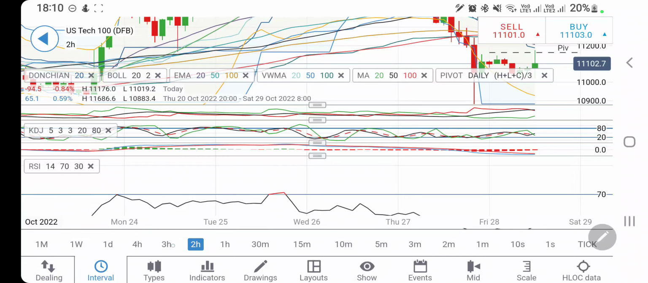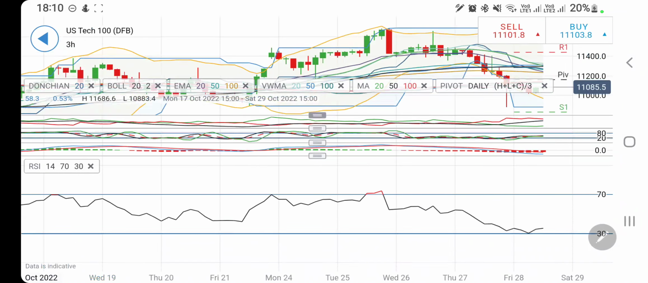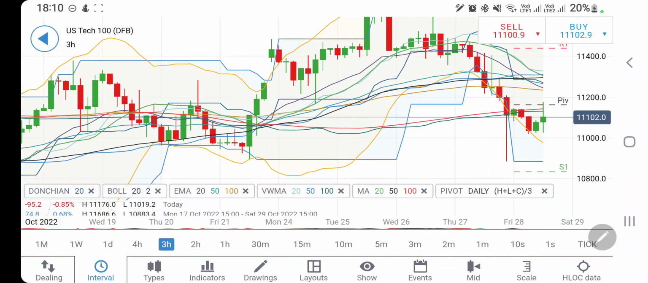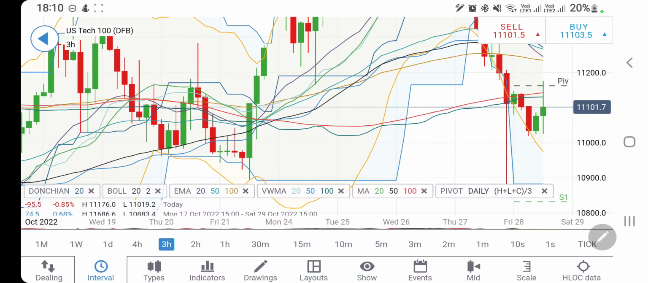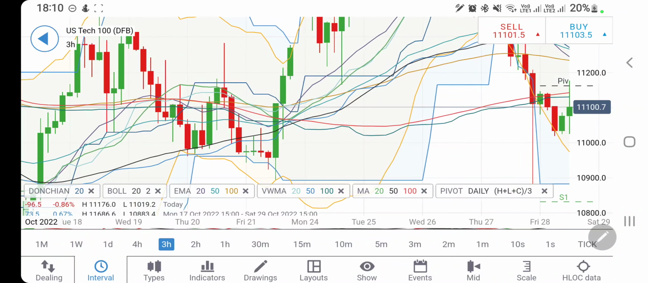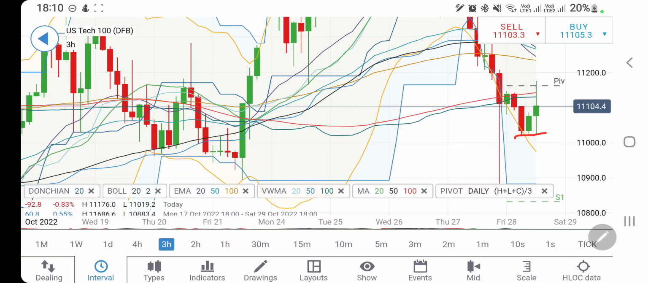RSI looking upwards. And if you look at the 3-hour charts, on the 3-hour charts too, this is a green candle and you see a flat bottom for 3 candles. Now it is trying to rise, possibly giving you a good swing. You have to remain cautious till 11,000. I will not recommend you to take a sell position. Only below 11,000, little more bearishness can be seen.